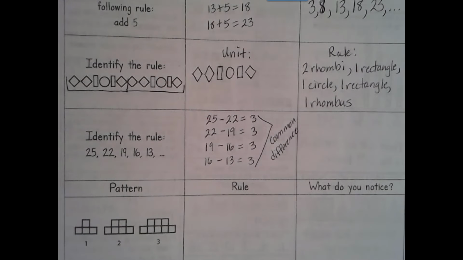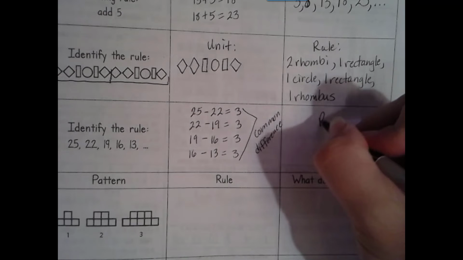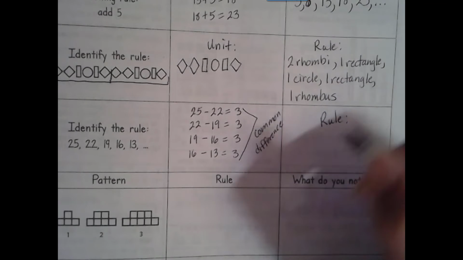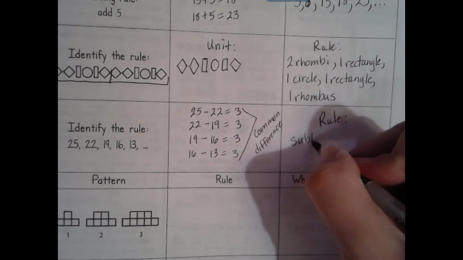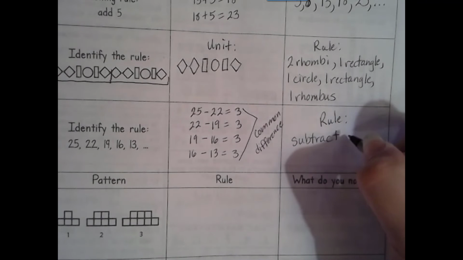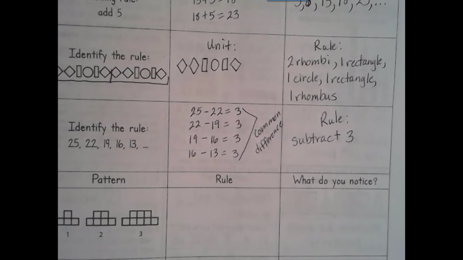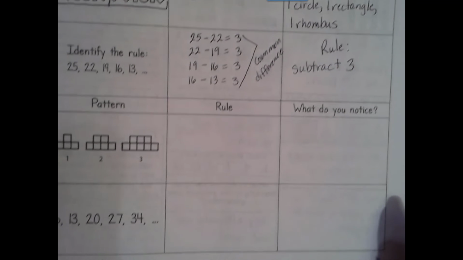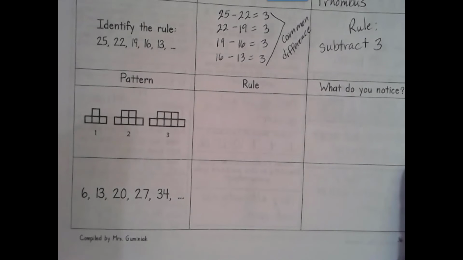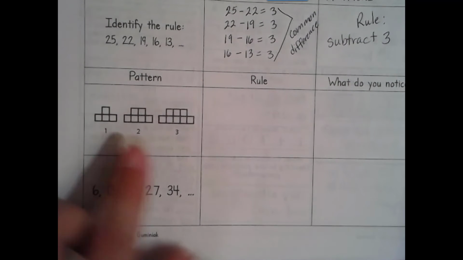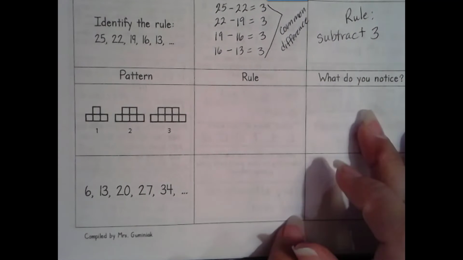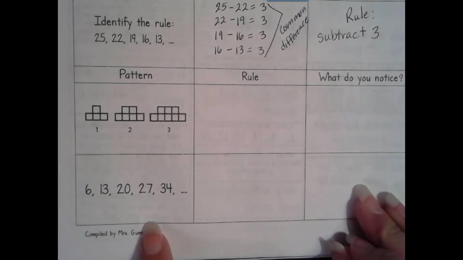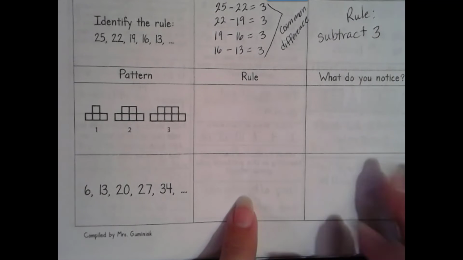Since it's our common difference, our rule, since it's going down, is subtract 3. It's going down by 3 each time, but we're going to use more academic terms. We're going to say we're going to subtract 3 for our rule. Okay, now we have 2 more patterns here. One, we're going to try to figure out from the shapes what the rule is and what we notice, and then numbers, rule, and what we notice.